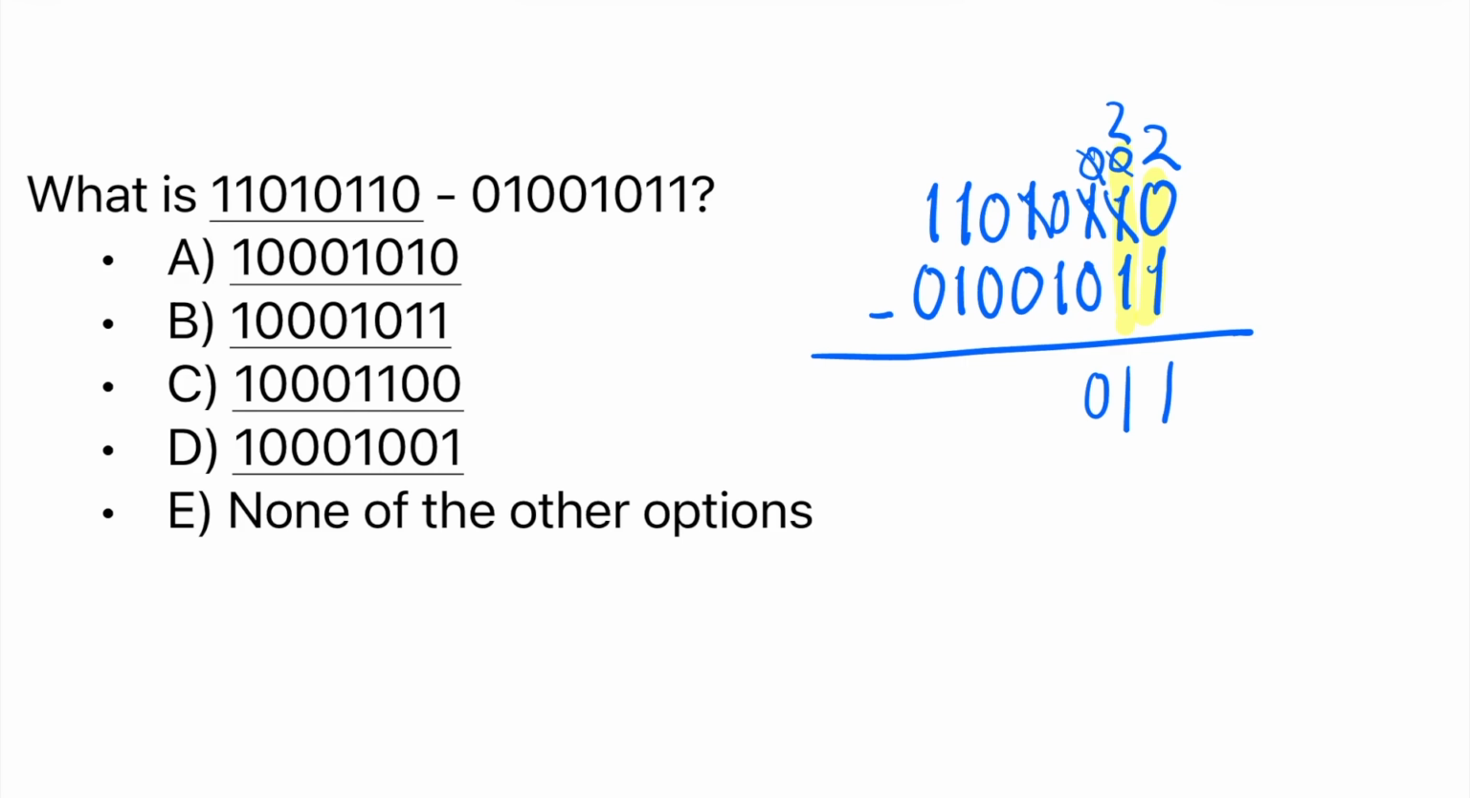Then we'll have to borrow here as well in this column. Column 4 becomes a 2. That becomes a 1 right there. And then this one is a 0. We just bring it down. 0 minus 0, 0 minus 0. 1 minus 1 is 0. 1 minus 0 is 1. And there is our answer, which is B.